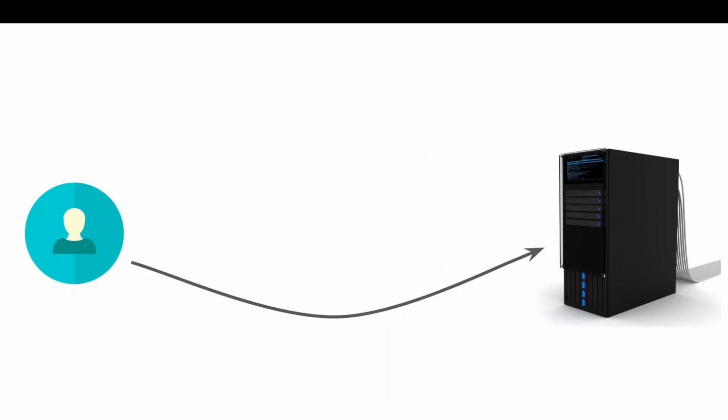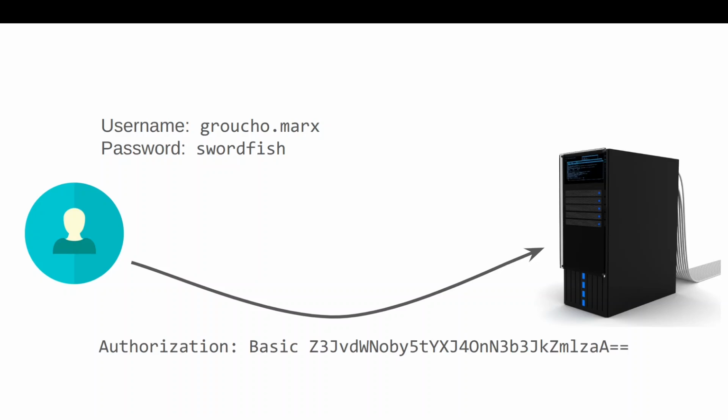HTTP defines a mechanism called basic authentication. With basic authentication, the client sends a base64 encoded username and password with each request. This is rarely used anymore. Instead, we use bearer tokens.